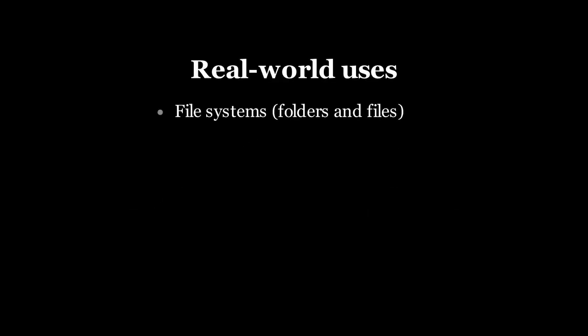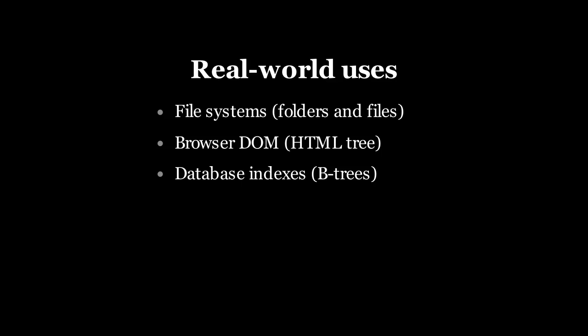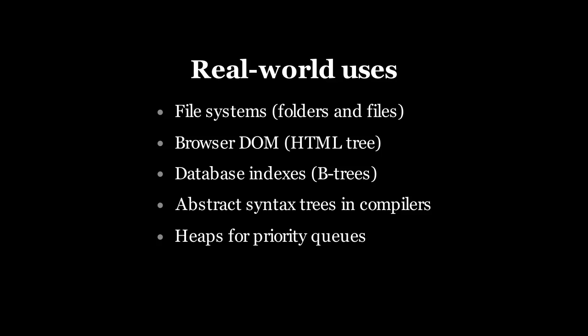Trees are everywhere in software. Your file system is a tree. Folders contain files. The DOM in your browser is a tree of HTML elements. Database indexes use B-trees, a generalization with many children per node. Compilers parse code into abstract syntax trees. Heaps for priority queues are trees in disguise. Even Git stores its history as a tree of commits.